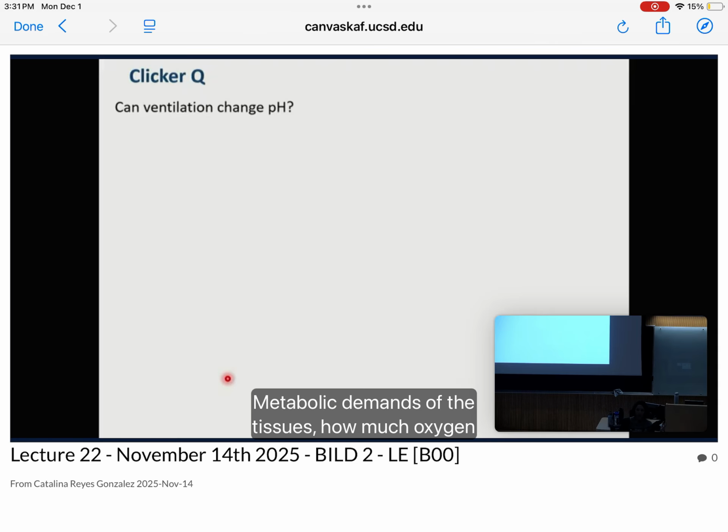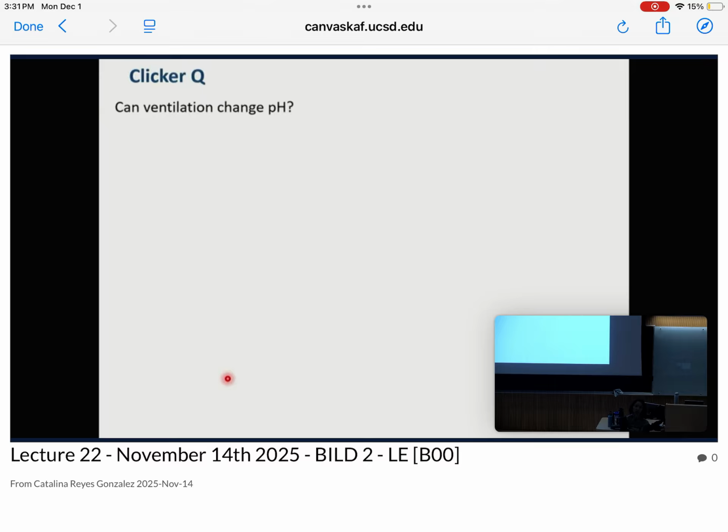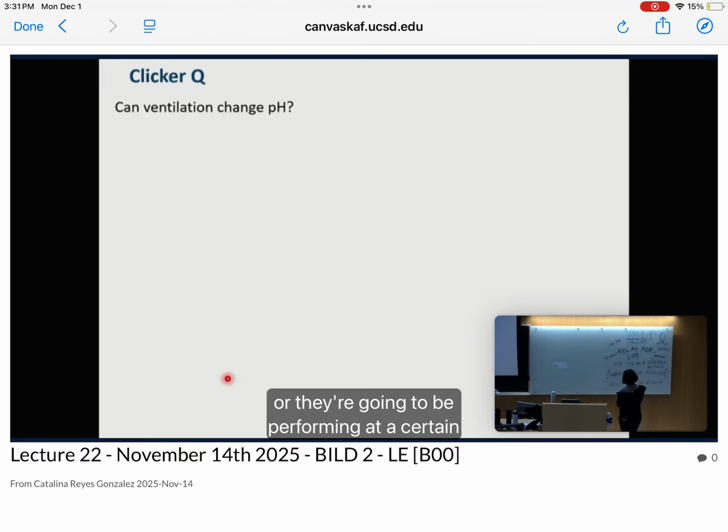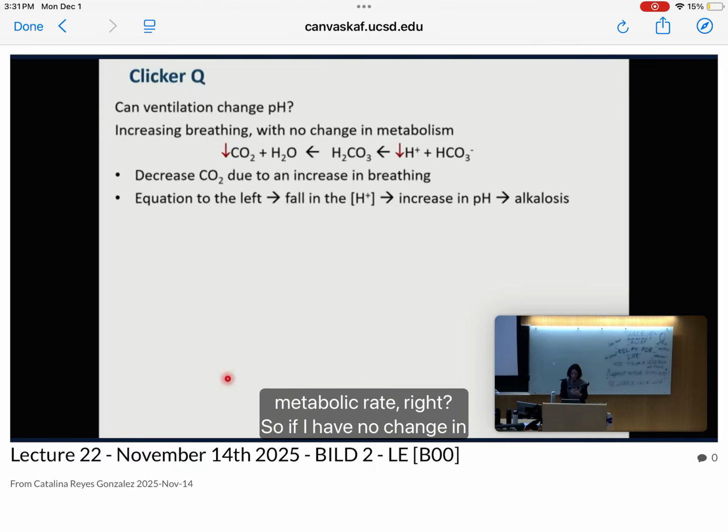Metabolic demands of the tissues, how much oxygen they need, need to be matched to the oxygen supply. Ventilation and perfusion need to supply that oxygen for the tissues. So my tissues are going to be performing at a certain metabolic rate, right? So if I have no change in metabolism, my tissues have not increased or decreased their metabolic rate.